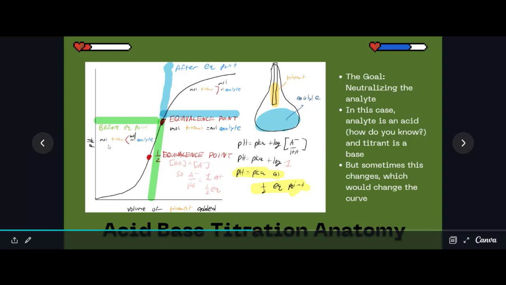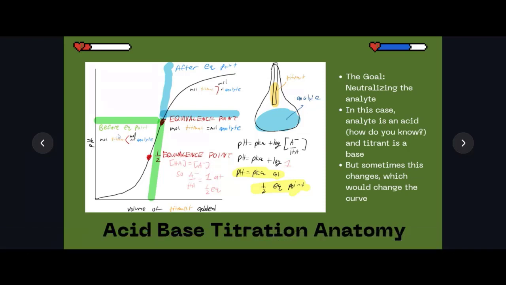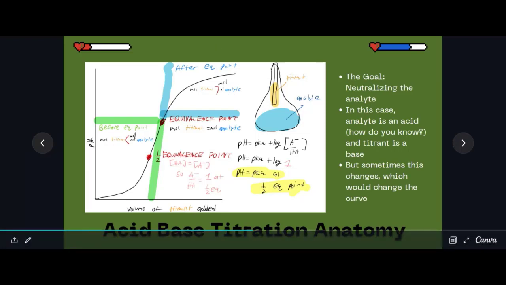Common areas of interest. You can tell when you're at the equivalence point, since the equivalence point is when the moles of the titrant equal the moles of the analyte. Notice how before this point, your moles of titrant should be less than your moles of analyte. And then afterward, your moles of titrant should be greater than your moles of the analyte. So that's after the equivalence point.